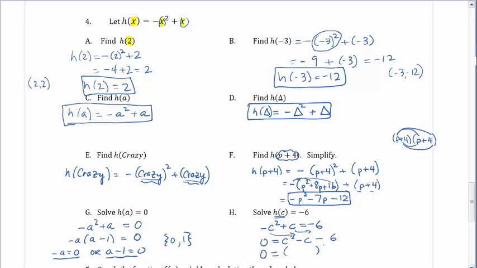let's see, this is a trinomial. I need a product of negative 6 and a sum of negative 1. I think that's going to be c minus 3 times c plus 2. So I have two solutions. This factor is going to give me a solution of 3, and this factor is going to give me a solution of negative 2. And that's a little bit about evaluating and solving functions when you're given the formula.